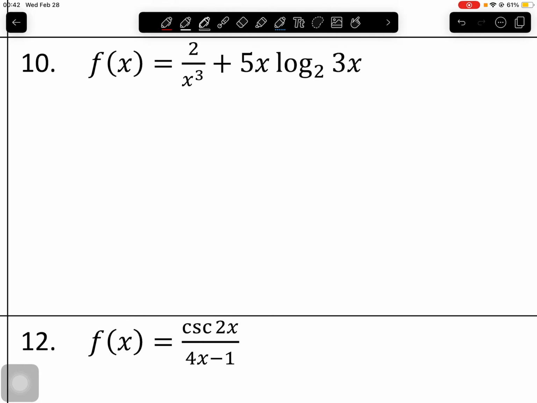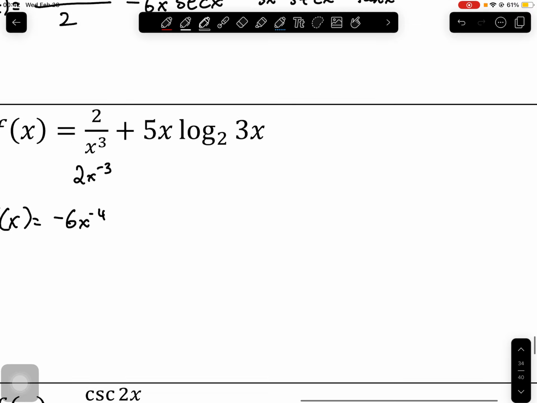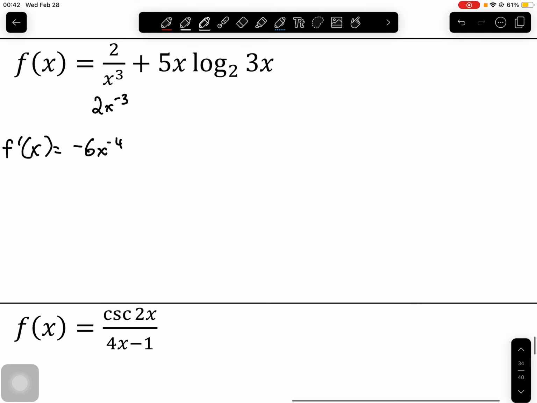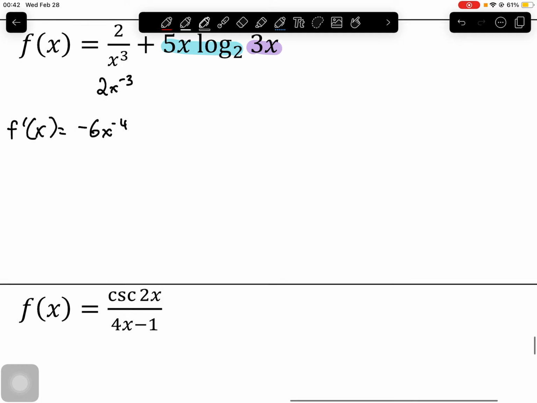Okay, this one. Similarly, this one is going to have 2 parts. This, we're just going to take the derivative of that, and then this is basically product rule. So this is basically saying it's 2 x to the negative third, right? So when you take the derivative, that's going to equal negative 6x to the negative 4. Oh, my bad. And then we're just going to take our product rule here. And our first portion's this. Second portion's that. So, all right.